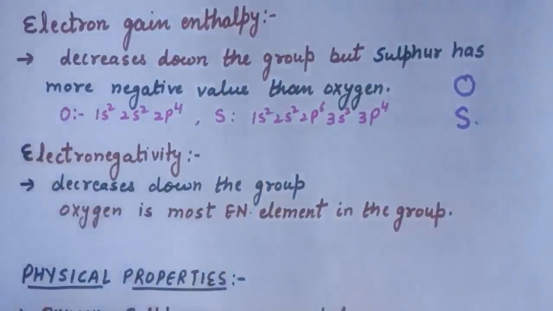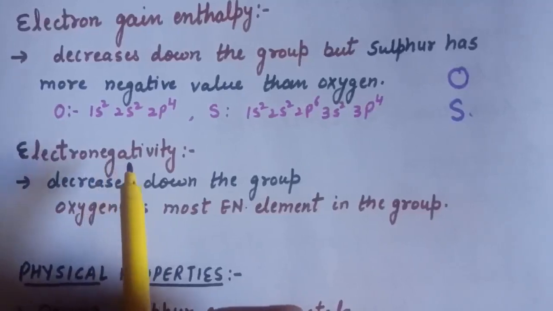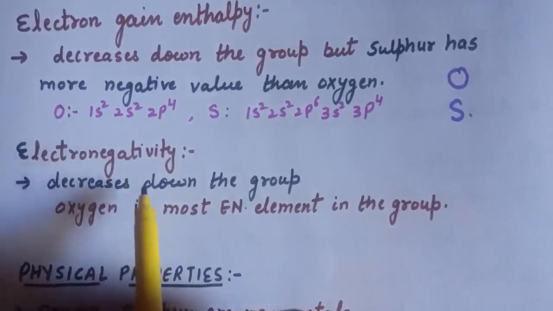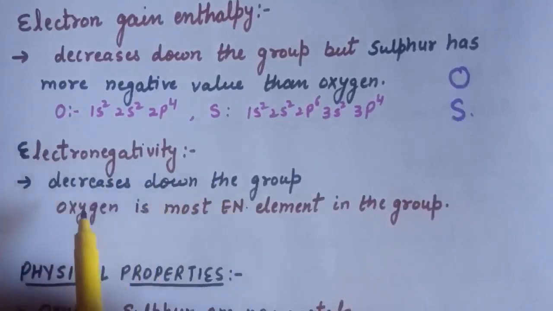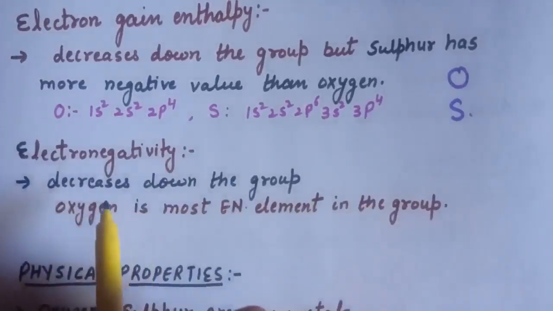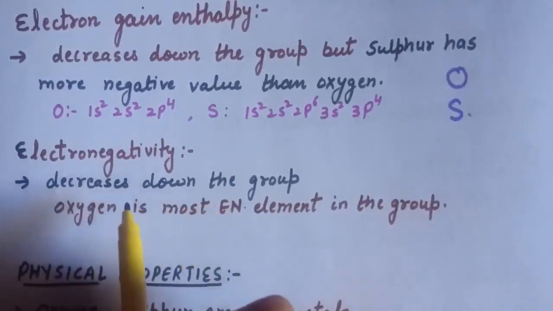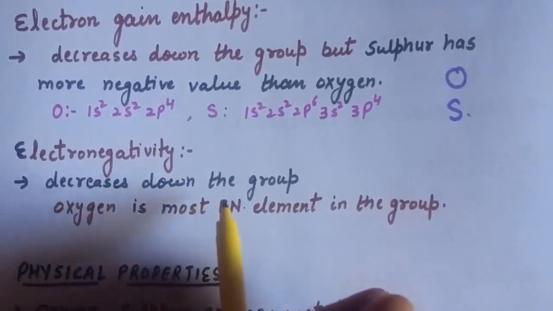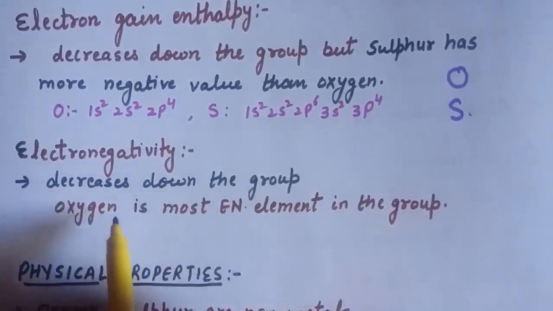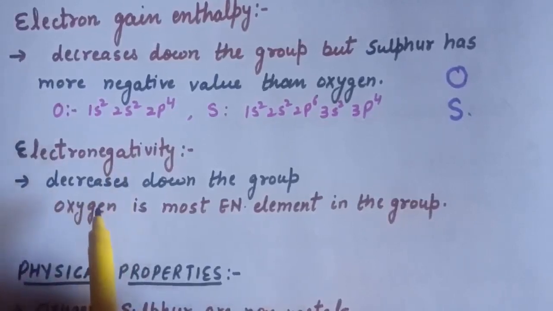Next is electronegativity. Electronegativity is the tendency to attract a shared pair of electrons, and the trend in group 16 is that it decreases down the group. That is, oxygen is the most electronegative element in the group because of its small size and high nuclear charge. It has a tendency to attract the shared pair of electrons, and in group 16 it is the most electronegative element. So these are the atomic properties of group 16.